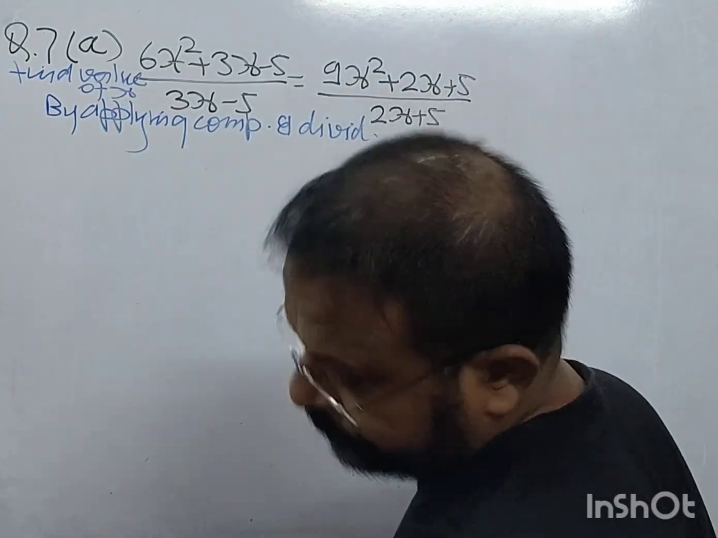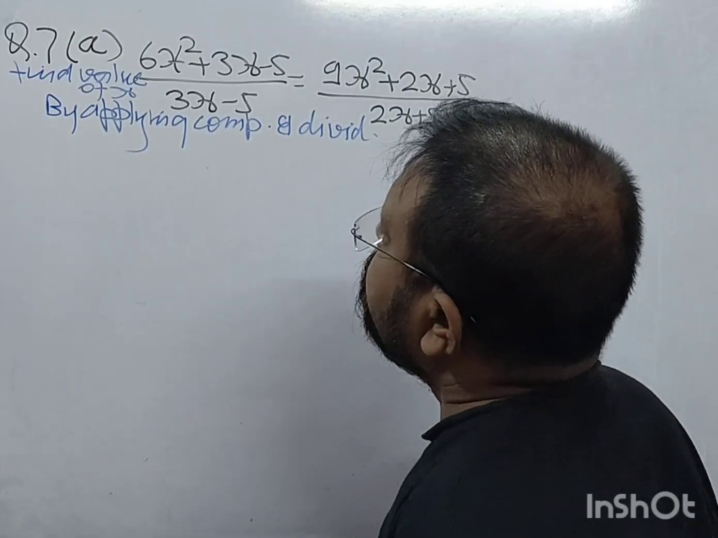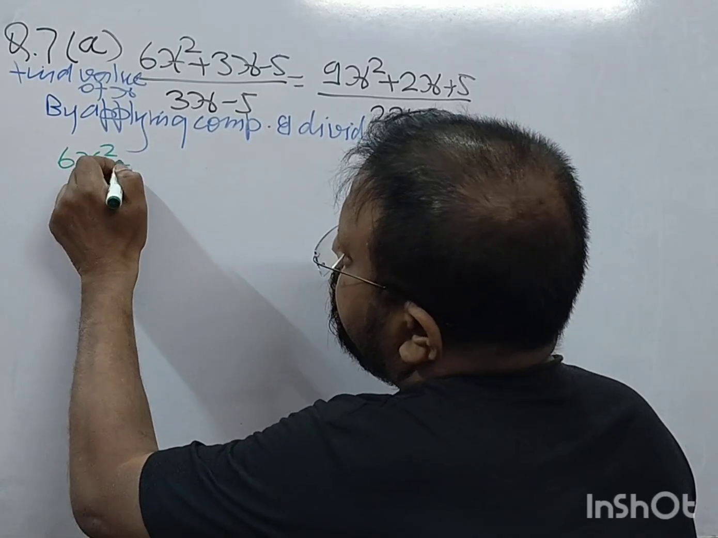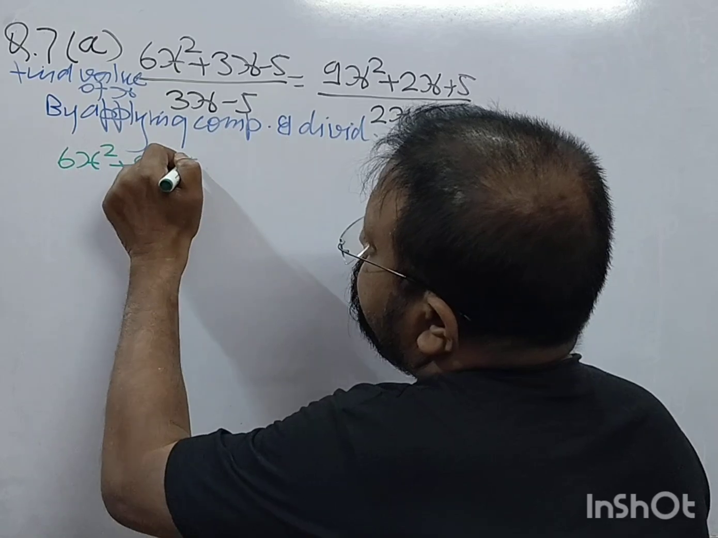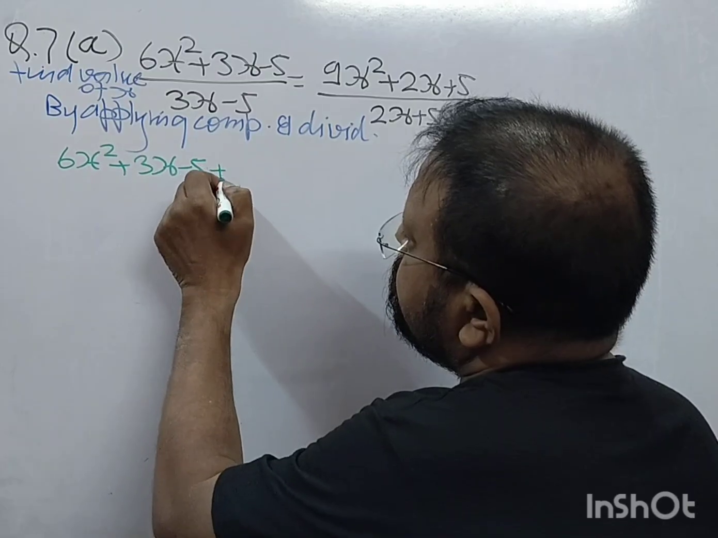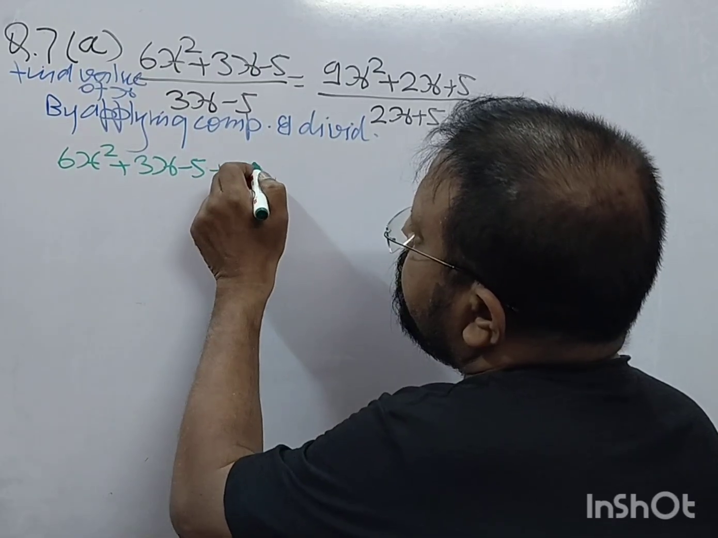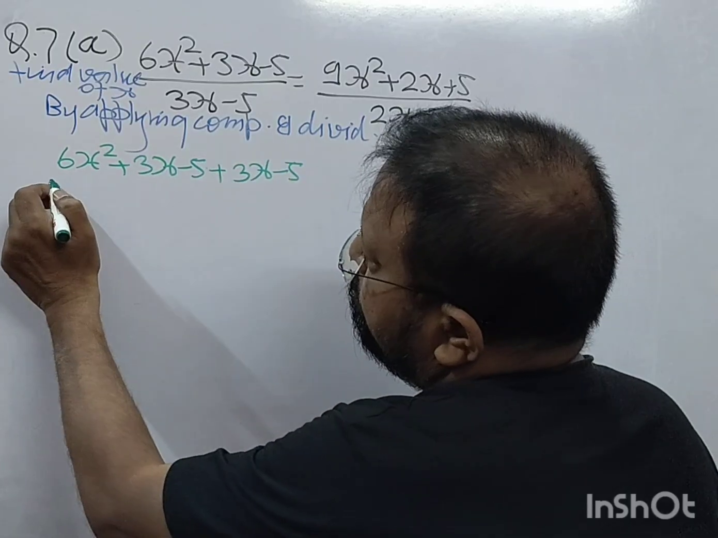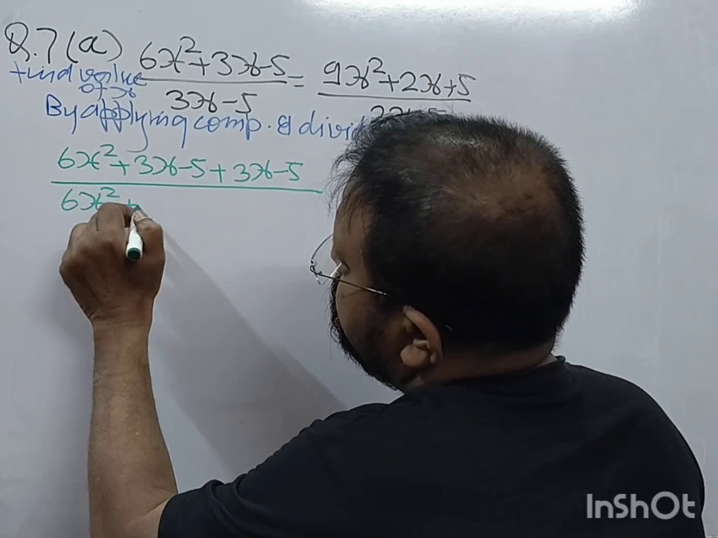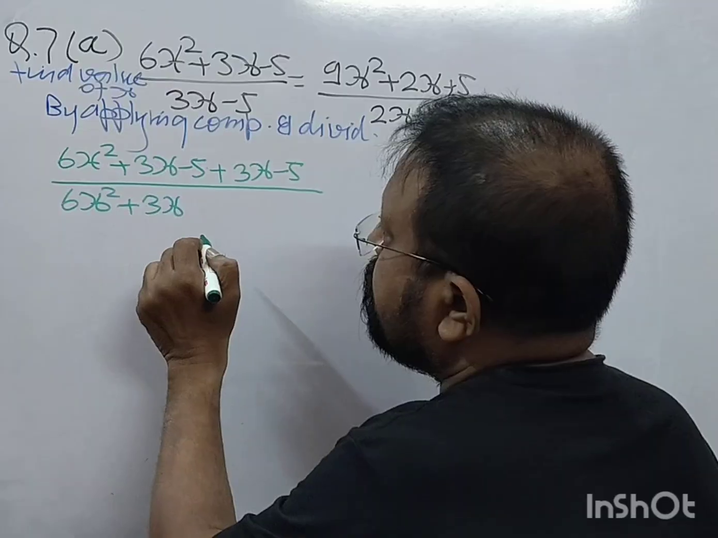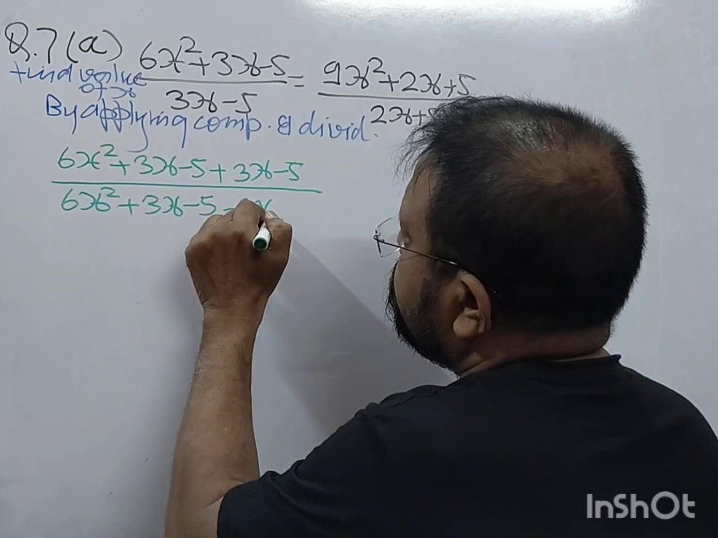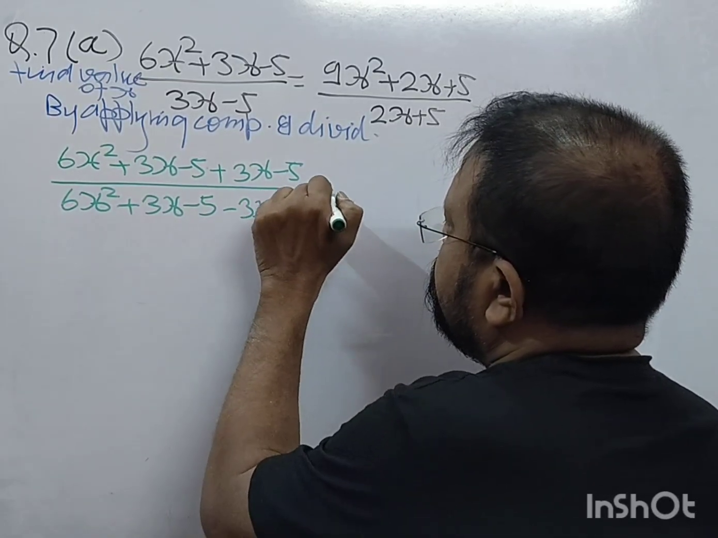So what will this become? This will become (6x² + 3x − 5 + 3x − 5)/(6x² + 3x − 5 − 3x + 5).